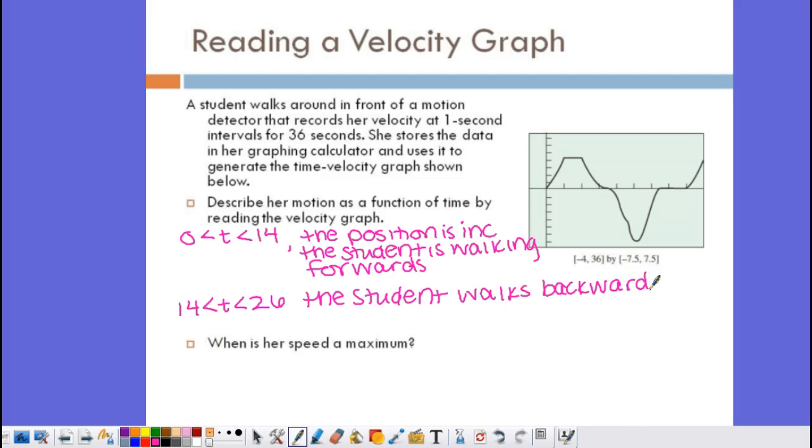What happens again from 26 to like, I don't know, 31-ish? 30? Zero. Yeah, the velocity is 0. So if the velocity is 0, what's she doing? She's still. She's chilling. Standing still. Good. So I'd say like 26 to 32.